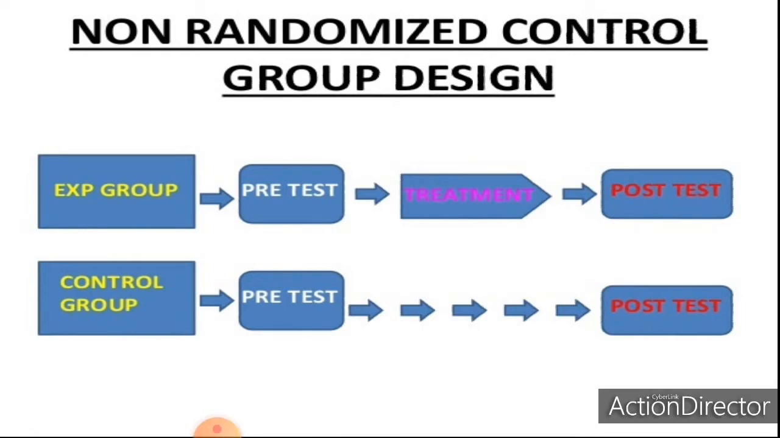In non-randomized control group design, researchers select two groups, that is experimental group and control group. Both these two groups are pre-tested. After that, only the experimental group gets treatment. After receiving treatment, both control group and experimental group are post-tested. So, this is the working of non-randomized control group design. This design is also known as non-equivalent control group design.